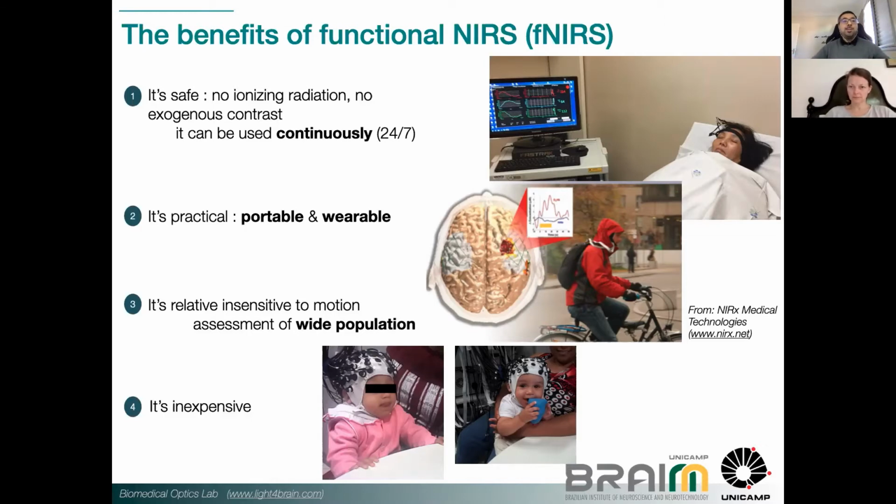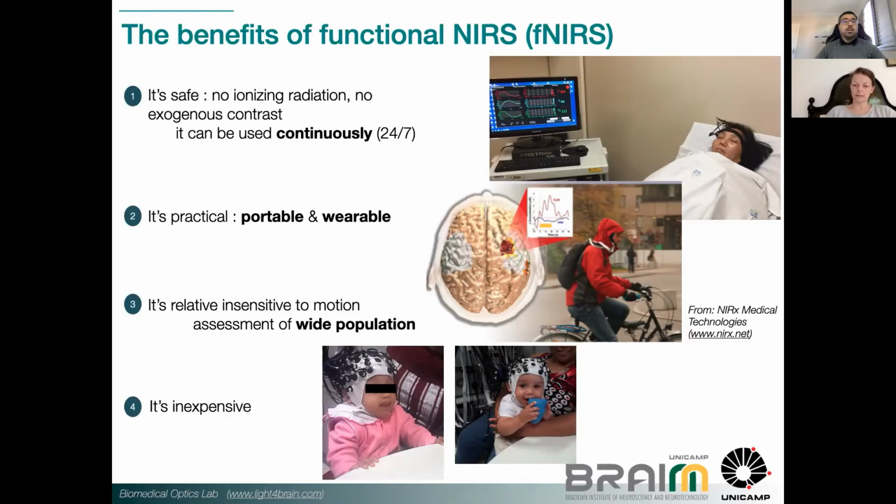Like you can't do that with an fMRI, right? So if you want to see how the brain works when you are cycling, for example, you need something that can be portable. The third thing is that it's relatively insensitive to motion, right? So that allows us to assess a wide population, most remarkably infants and babies, neonates, which is very hard to image in fMRI settings, for example, right? More restrictive environments, unless it's anesthetized, which is what you don't want to do with healthy subjects.